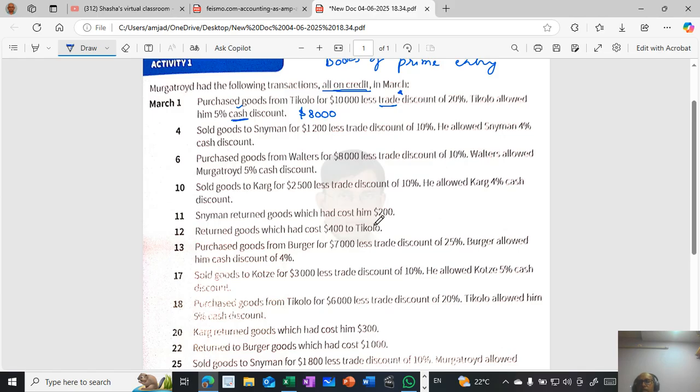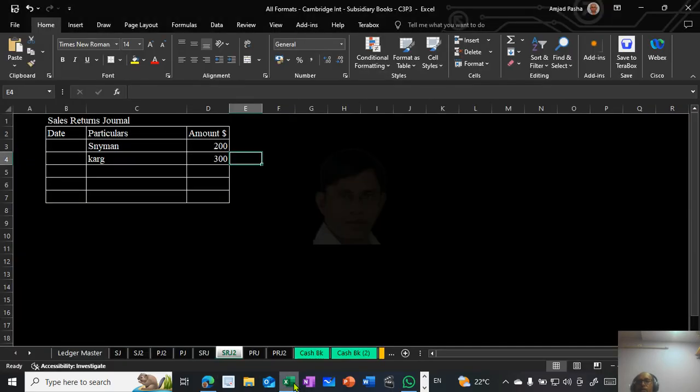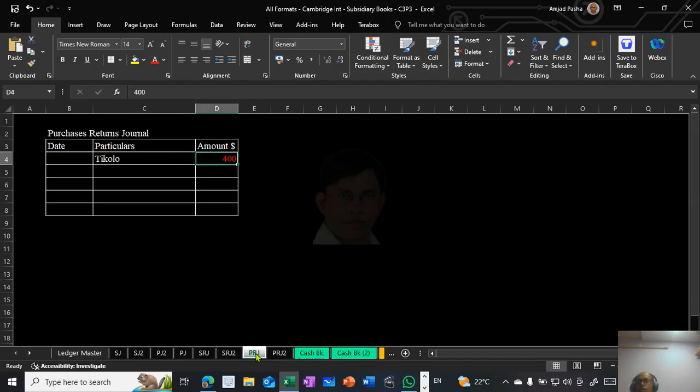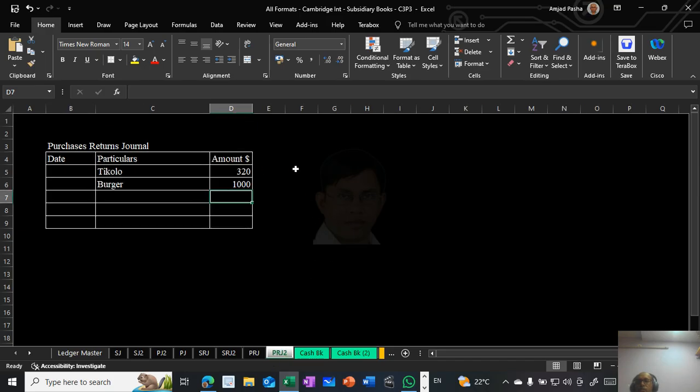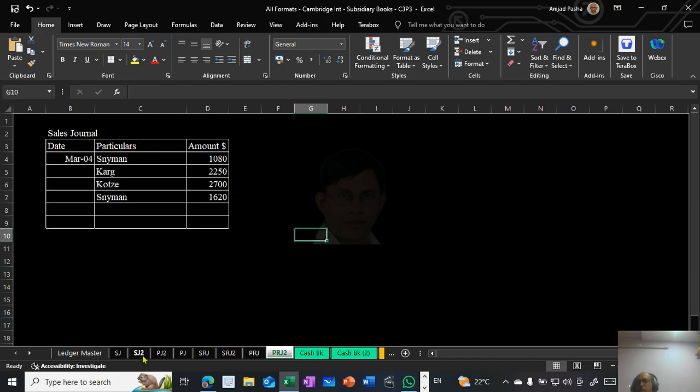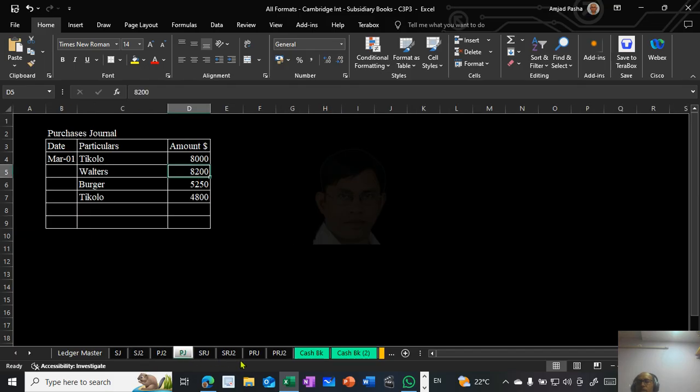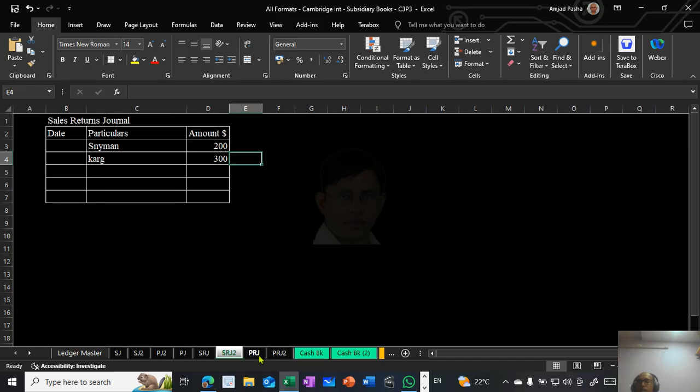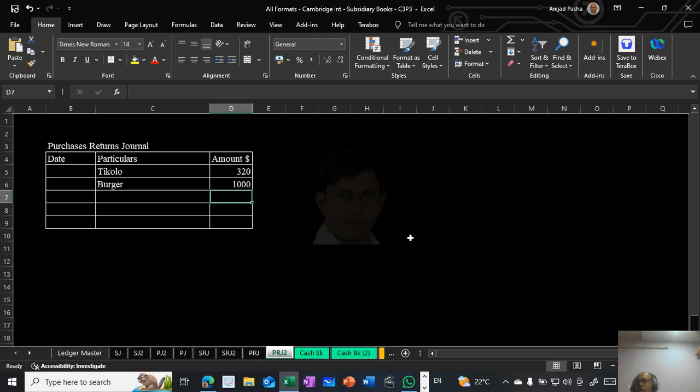So that is before discount. So we have to take after discount and we have to record it after discount. So returns, purchase returns we have to record after discount. So it's not 400. So it is $320 and burger is 1000. So we have to record it net of discount. So we have to record in sales register, sales journal, purchase journal, sales return journal, purchase return journal. So we have to record in all these journals.